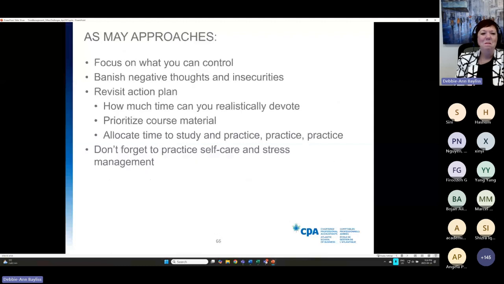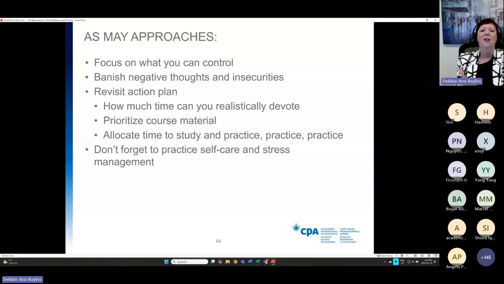As May approaches, it's very important for you to focus on what you can control. I know at this stage, a lot of candidates are very nervous, okay? Because they're still struggling with perfecting their critical reading, outlining, and planning. The simple solution is practice, practice, practice. It's simple to say, but it does require a time commitment on your part. Banish those negative thoughts. The best thing to do is don't feel overwhelmed.